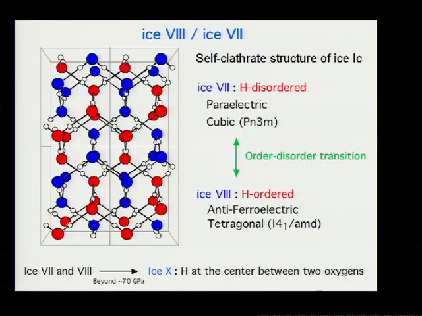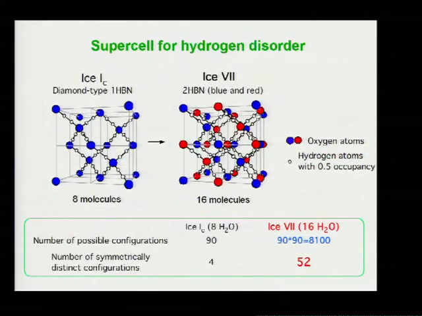Ice VII is hydrogen disordered and paraelectric, and ice VIII is hydrogen ordered and antiferroelectric. By the order-disorder transition, the symmetry reduces from cubic to tetragonal. Ice VII is hydrogen disordered, so we must deal with the hydrogen disorder in some way in the first principles calculation. This figure shows how to deal with this hydrogen disorder.